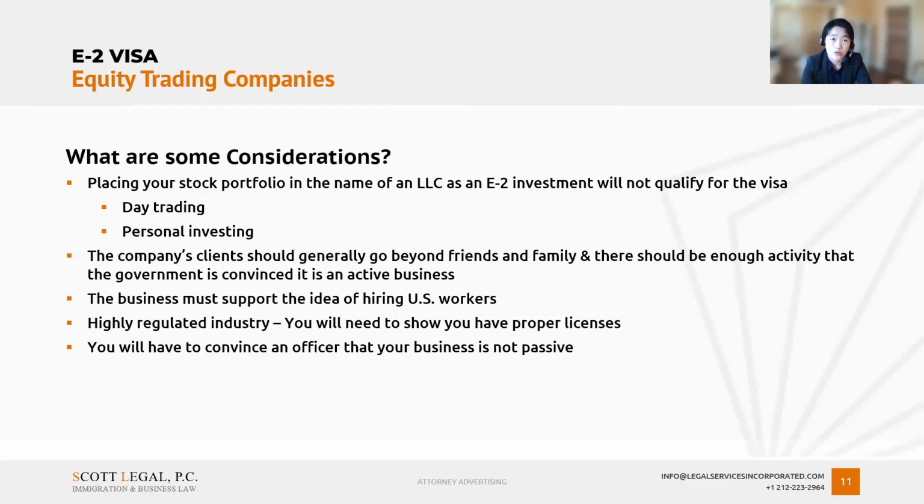The other challenge is also that the business must support U.S. workers. And we've been talking about the marginality requirement in previous slides. The government wants to see that this is not just a solo one-person activity, but this business will end up hiring U.S. workers. So that can also be a challenge if it is a very small scale trading firm where you're not hiring a number of employees to support that activity. So that can also be another risk factor.